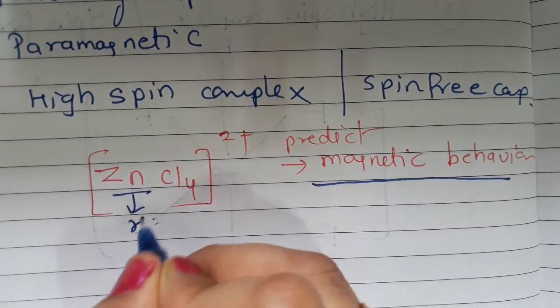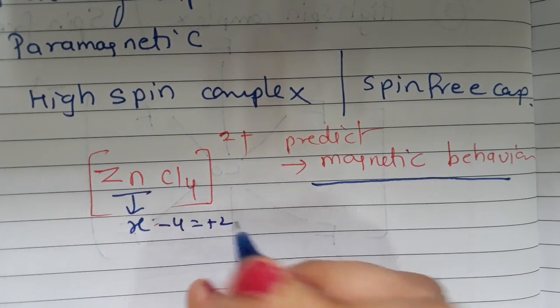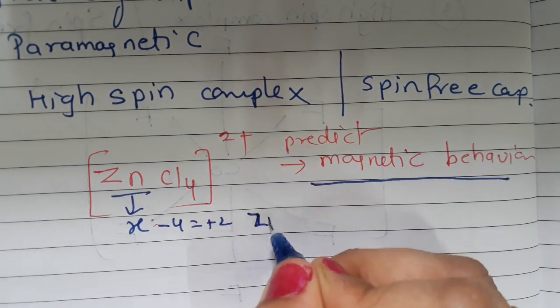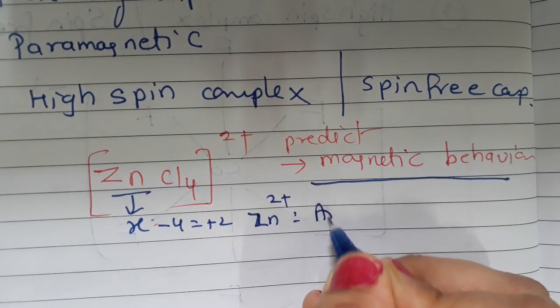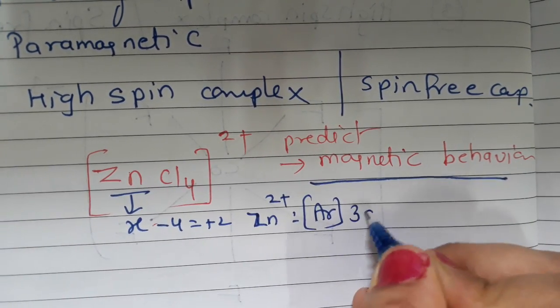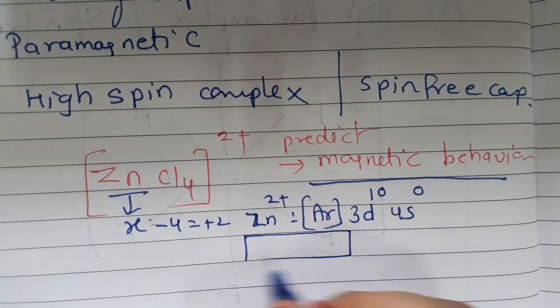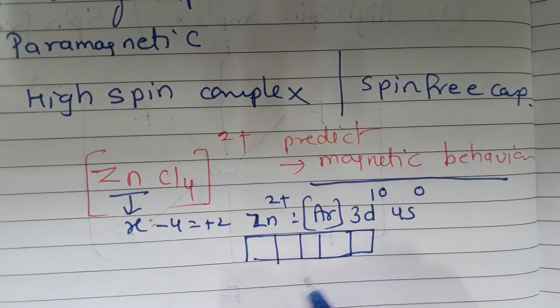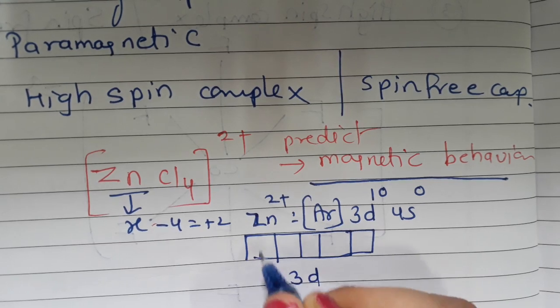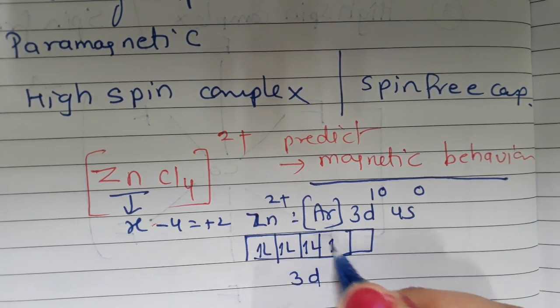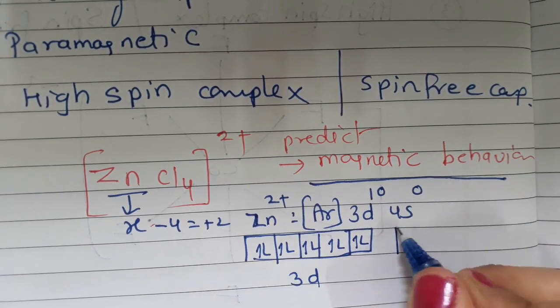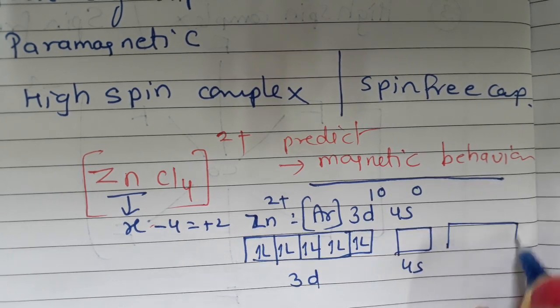So quickly let me solve it. X minus 4 is equal to +2. So we are having zinc +2, that is argon is there, so we are having 3d10, 4s0. It is very easy to identify, students, in this case. It is 3d10, isn't it? It means all the orbitals are filled with electrons.